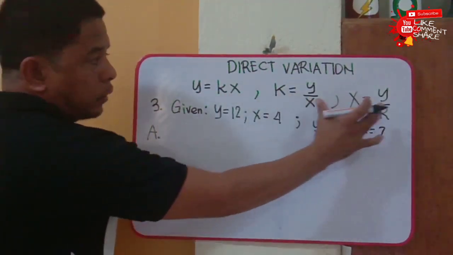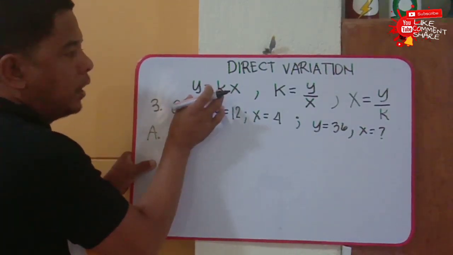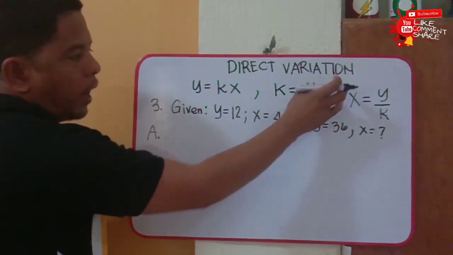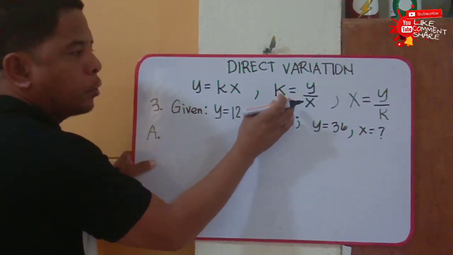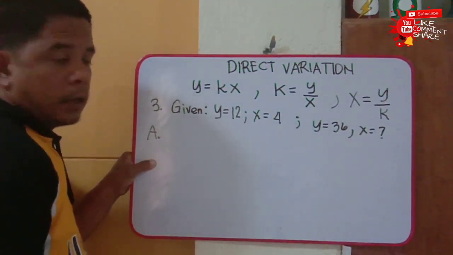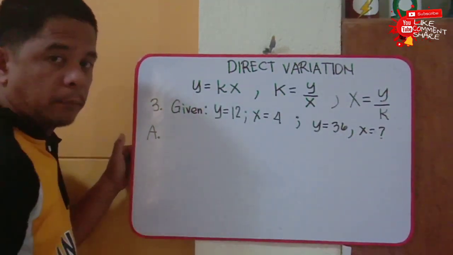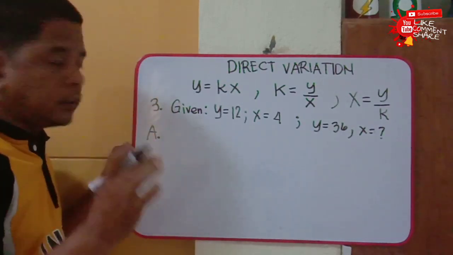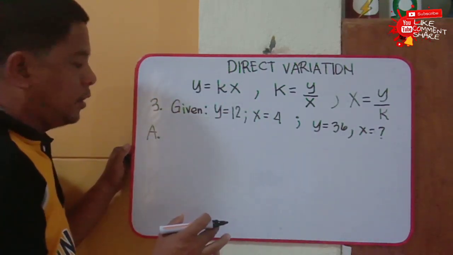So meron tayong tatlong formula dito. So y equals k times x. K equals y over x. Kapag hinahanap yung constant, if x is missing, y equals k. So sinulat na natin para i-substitute na lang po natin. So, yung first question natin, what is the constant of the variation in number 3?